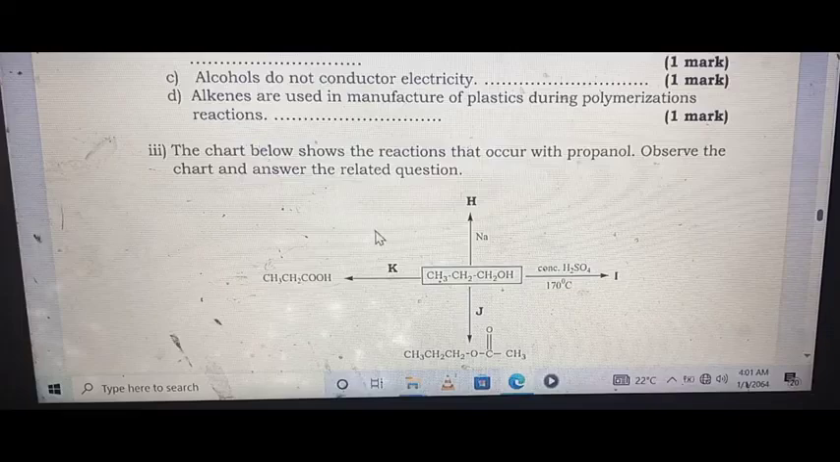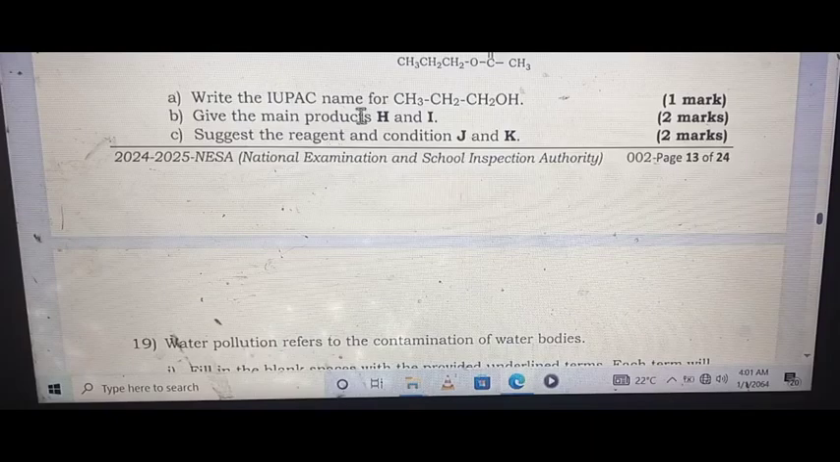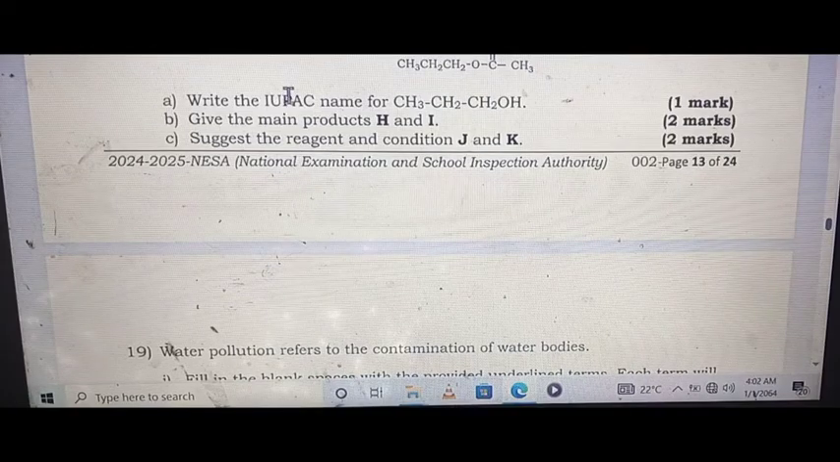I3. Chart. The chart below shows the reactions that occur with propanol. Observe the chart and answer the related questions. We have this one and this one. The correct answer A. Write the IUPAC name for CH3CH2CH2OH. The correct answer is propan-1-ol.